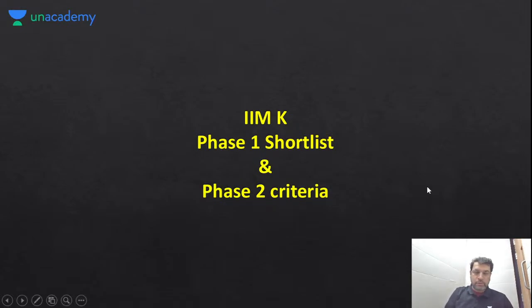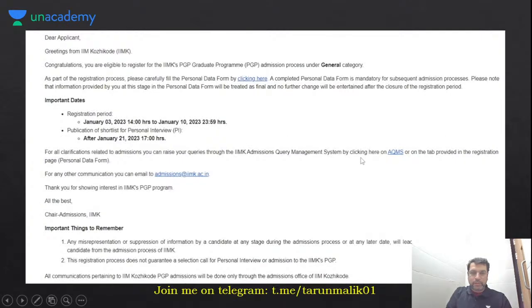So we'll talk about the shortlist. Obviously, you must have known now, and we'll talk about the phase 2 criteria also. That is important at this stage. Everybody must have known that the phase 1 shortlist is out. You must have received an email from IIM like this, in which you need to fill the personal data form before 10th of January.